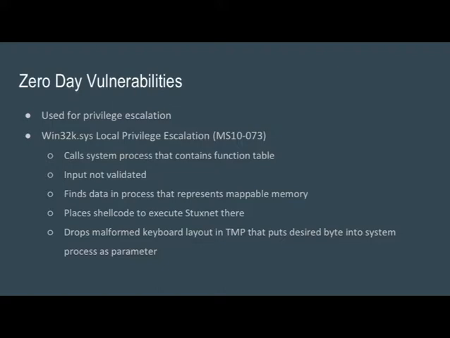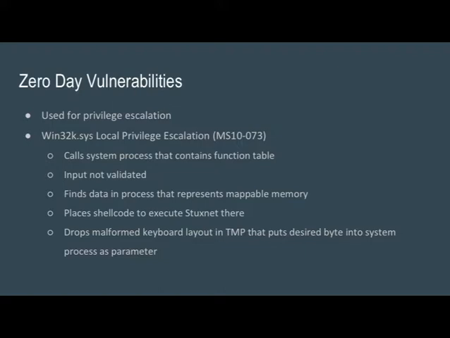What it did is it called a system process, and that had a function table in it. A function table is basically just a table of addresses which the path of execution is going to jump to. So you get an index into the table, it goes to that space in the table, reads the address, and jumps to that location in memory. They noticed that in this particular process, the input was not validated.